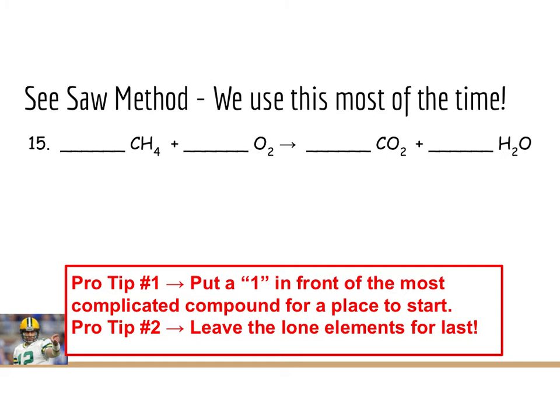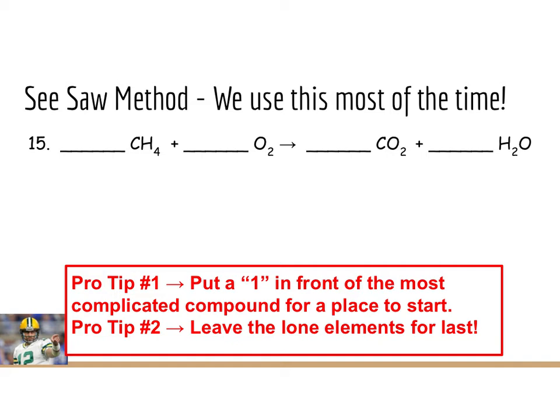Now, just counting them up works sometimes. I usually use this method. This is called the seesaw method. It is the way that I describe this. What I like to do is bounce back and forth. If you know what a seesaw is, it goes up and down, back and forth.